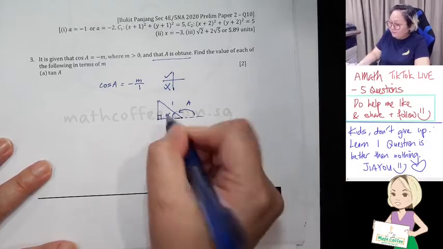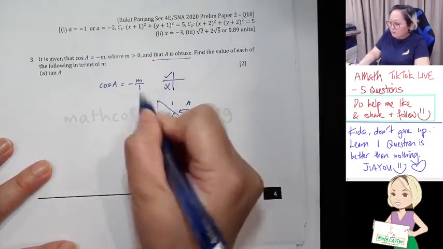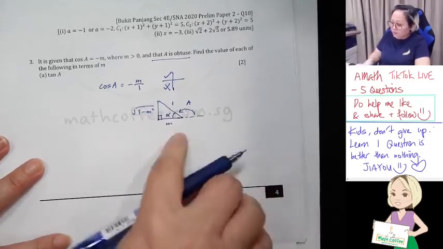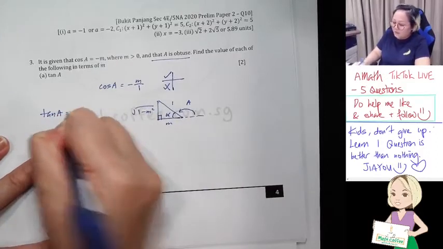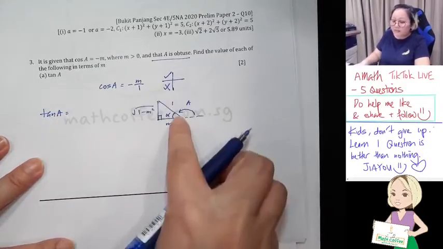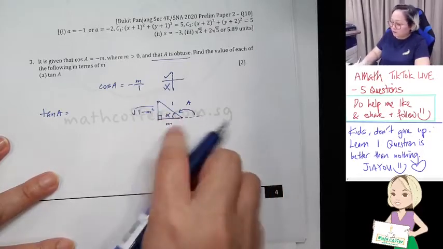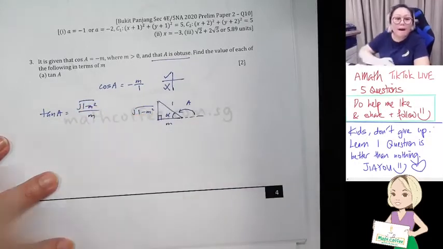Then after that, by Pythagoras theorem, 1 square minus m square. So it's 1 minus m square and then square root. So kids, they want tangent A, right? Then look at the same diagram. Just get the AOA. Tangent is O over A. So it's square root of 1 minus m square over m.